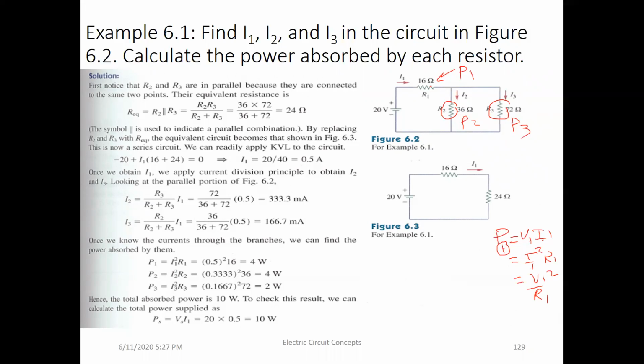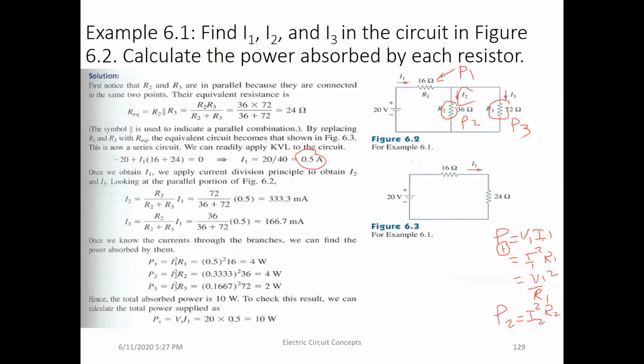But if you decide to use I1, because you already determined I1 and I2, there's no need to use the other formulas such as V1 times I1 or V1 squared over R1. I'm just telling you there are different ways to determine the power absorbed by each resistor. And for P2, it will be I2 squared times R2.